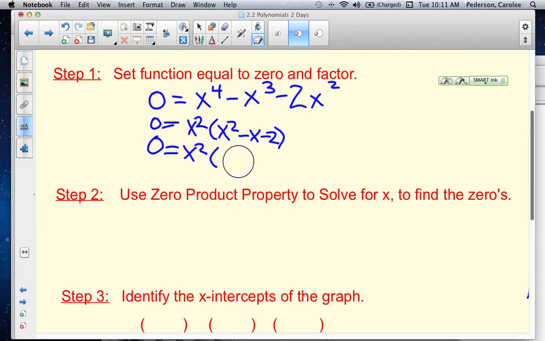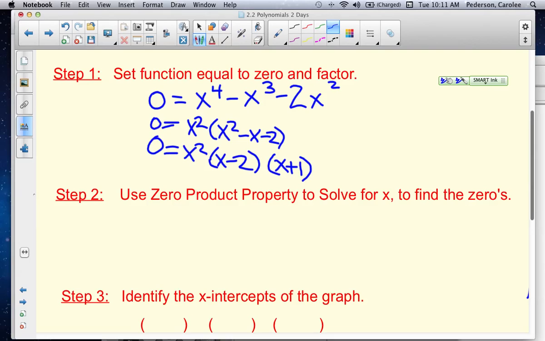So what are the factors of -2 that add to -1? What are the factors of -2 that add to -1? Awesome. Give me a thumbs up if you got that right. Or you took out the GCF. Awesome. Thank you, Brandon. All right, the next step is to use that zero product property.